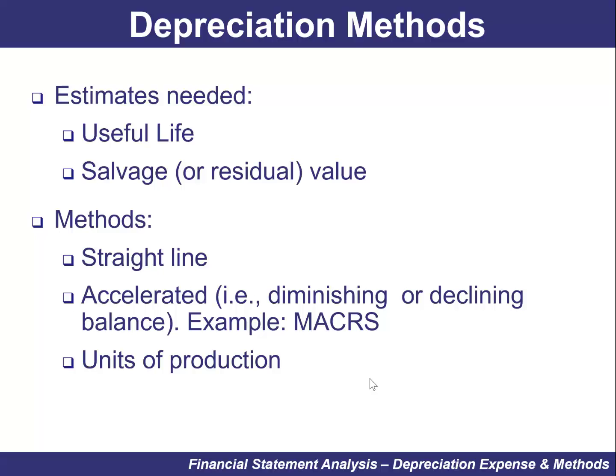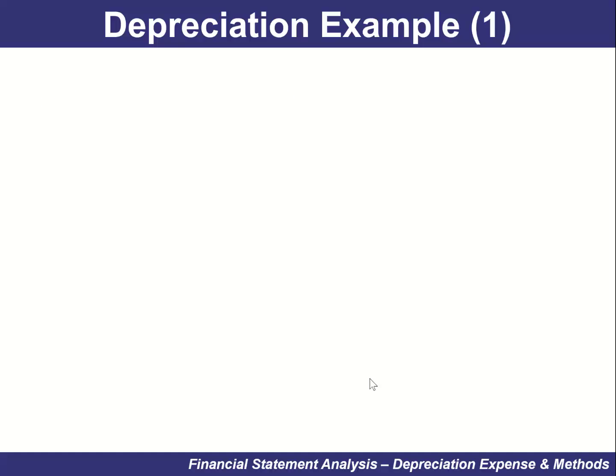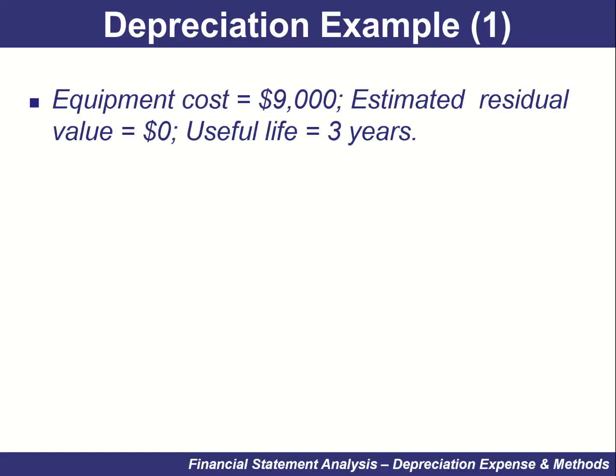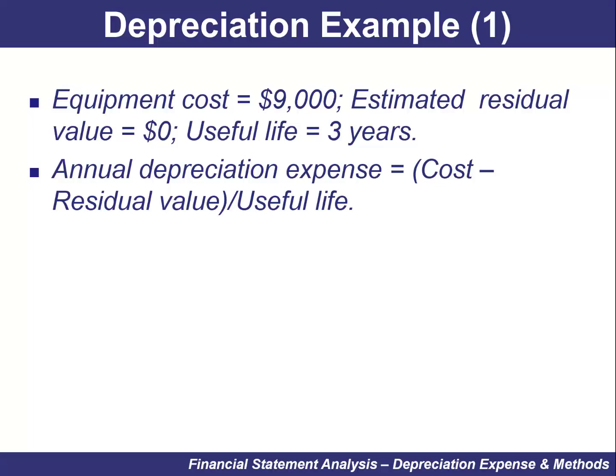Let's do a couple examples so we can drive this stuff home. We're going to start with a very simple one based on straight line depreciation. Let's assume that you've purchased a piece of equipment that cost $9,000 and it's got zero salvage value and its useful life is 3 years. What's the annual depreciation expense going to be? Well, it's just the cost minus the residual value, both of those in parentheses, all divided by the useful life. And that cost minus the residual value would be called the depreciable basis.